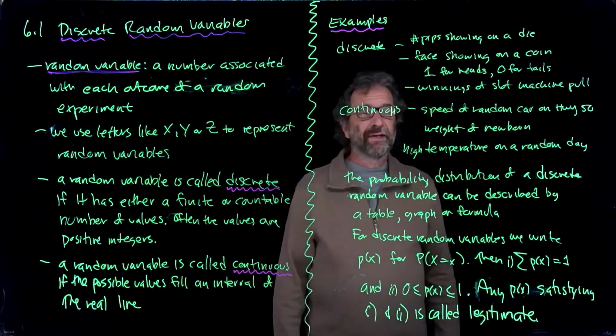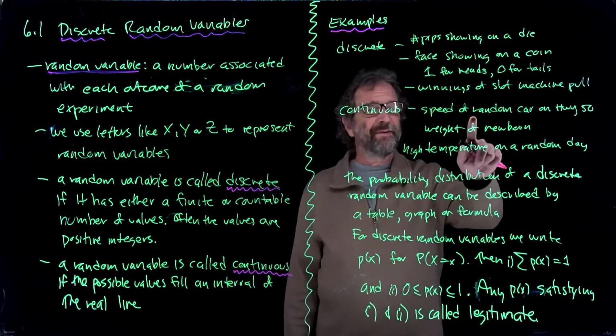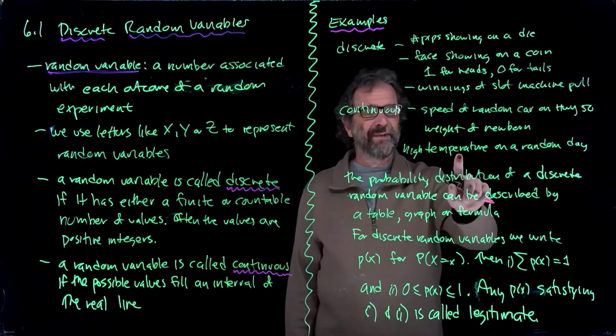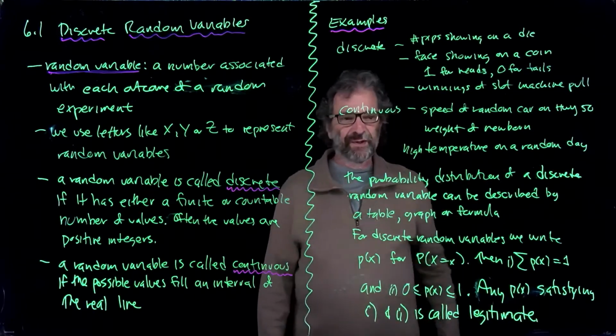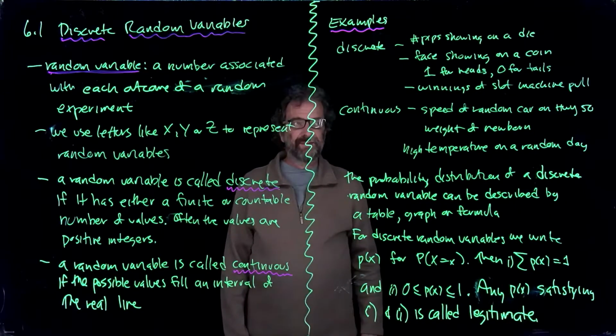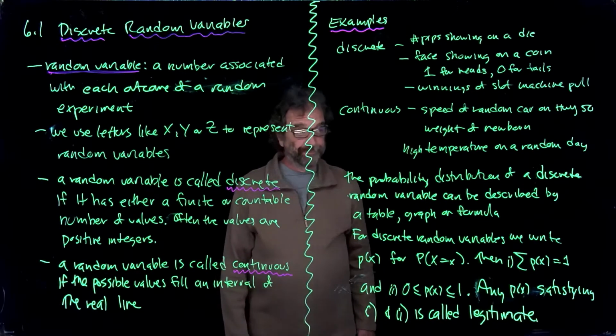Here are some continuous random variables. Speed of a car on Highway 50, measured accurately. Weight of a newborn, measured accurately. High temperature on a random day. All these kinds of measurements, where they're not forced to be in certain specific values, where they're allowed to be in an interval of the real line, would be called continuous.